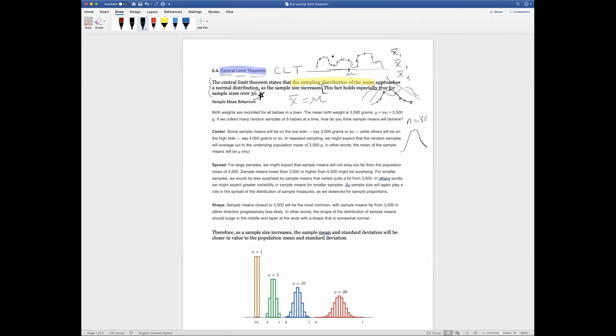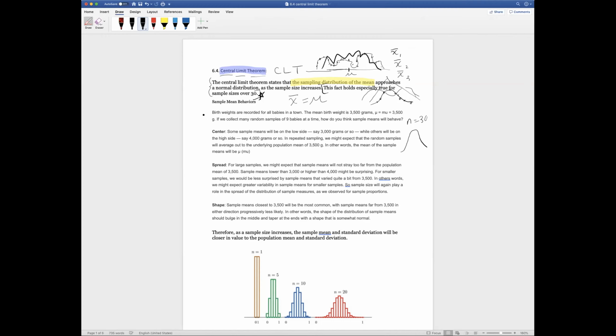Now, if we have a graph that was ridiculously not normal in the first place, say something that looked kooky like this, then we have to take more than 30. We have to take sample sizes over 30 in order for us to get a shape that's a little bit more normal. But the central limit theorem allows us to generalize about the sampling distribution of the mean.